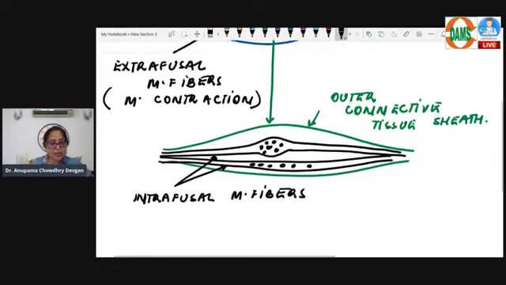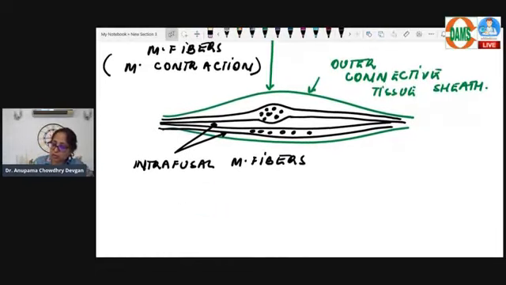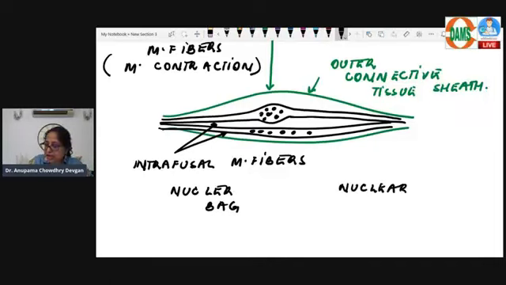Intrafusal muscle fibers. Which are these intrafusal muscle fibers? There are two types of these intrafusal muscle fibers. You have what are known as the nuclear bag fibers, and you have the nuclear chain fibers. What is nuclear bag? Nuclear bag fibers have nuclei in a dilatation in the center. So it looks like a bag.